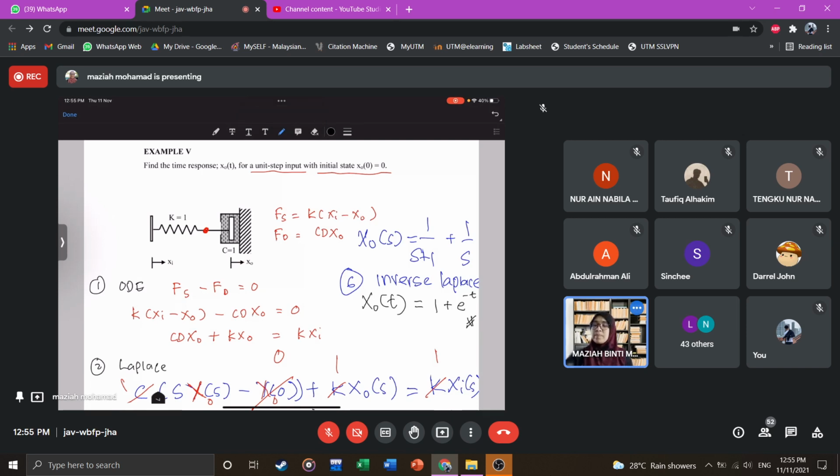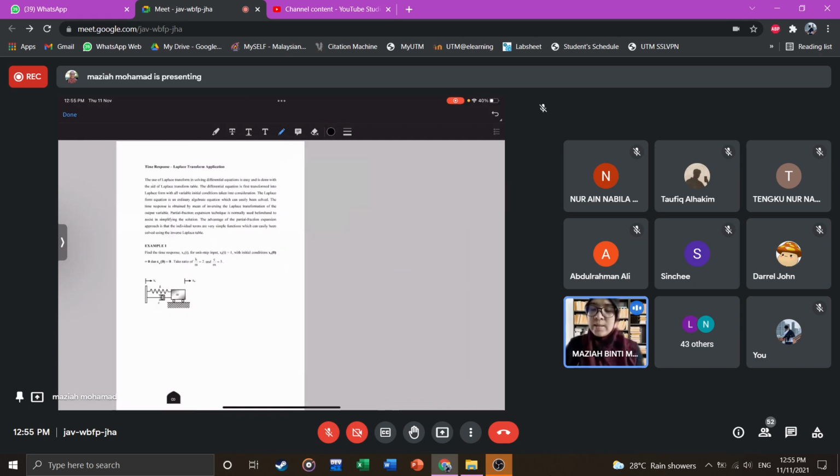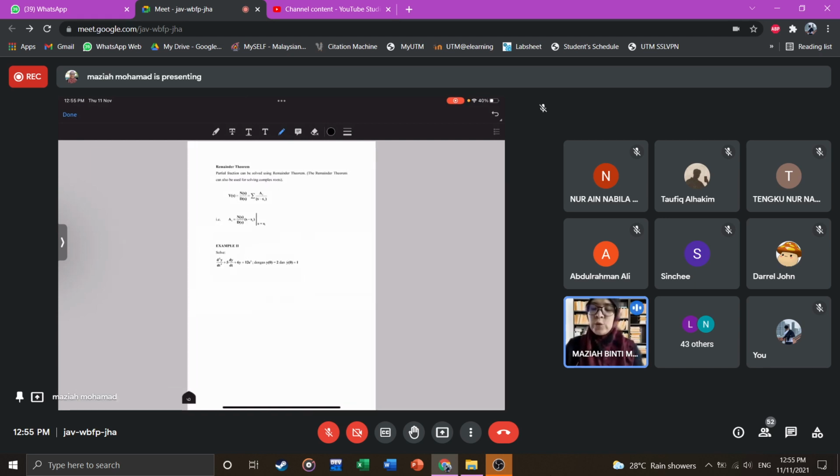Okay, for the next week, we're going to try example 1, the remainder theorem, how to use the remainder theorem. And then we're going to do a few examples to make sure you're familiar with some of the functions in Laplace and so on. Then that is part 1 for chapter 3, which is time response.